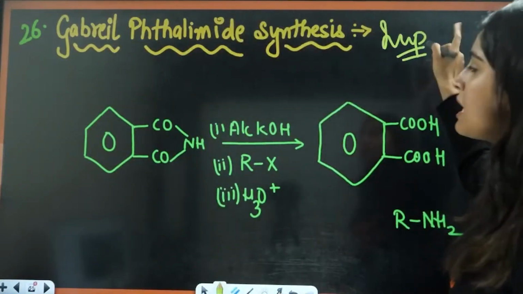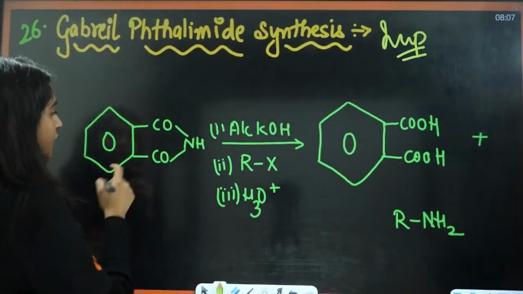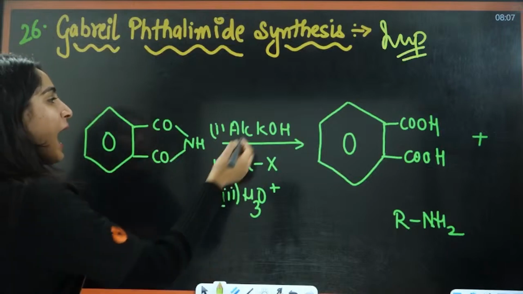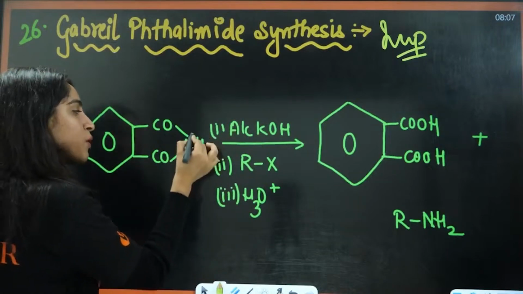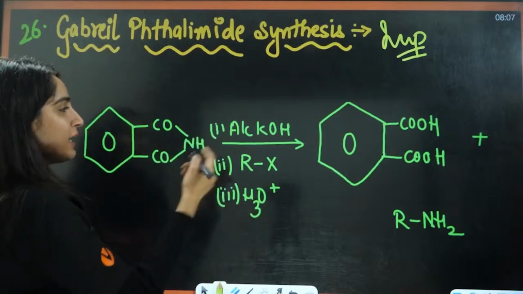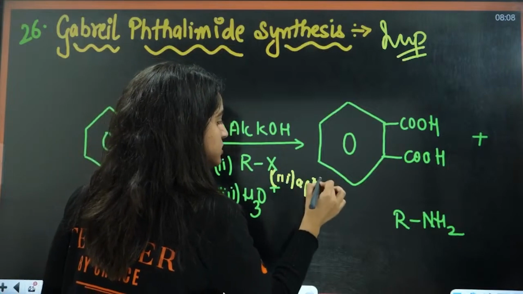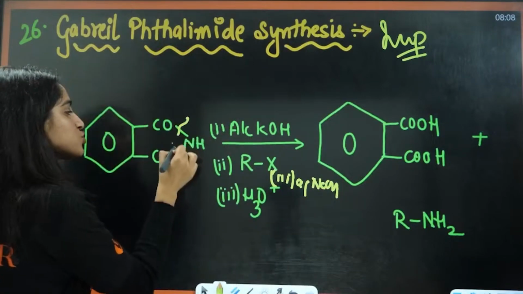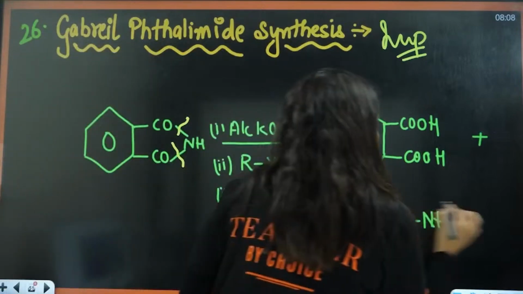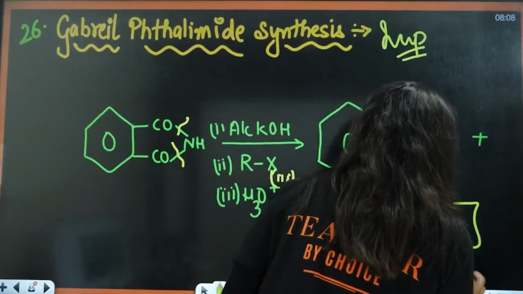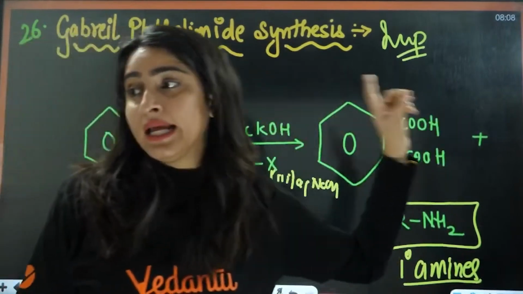Very important reaction, right? In this, firstly we are taking phthalimide. Adding KOH, this H will be replaced by K positive. Then adding R, this K positive will be replaced by R. The third step here will be aqueous NaOH. Then these two bonds will break and you will have the formation of phthalic acid. And this is for 1 degree amines. Very important, only for 1 degree amines.